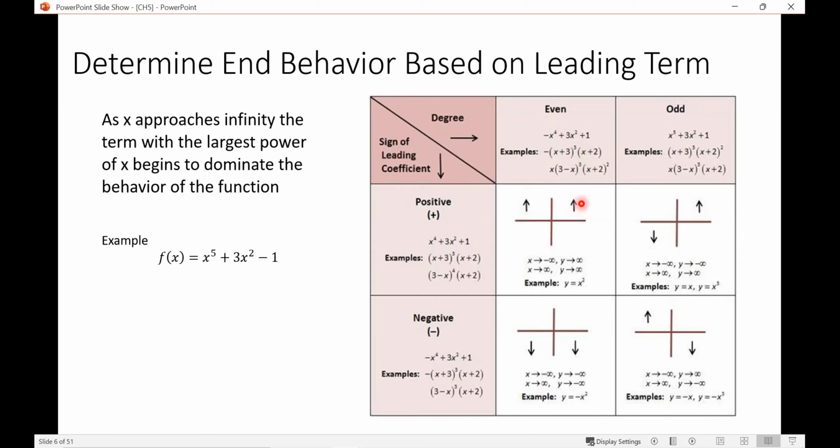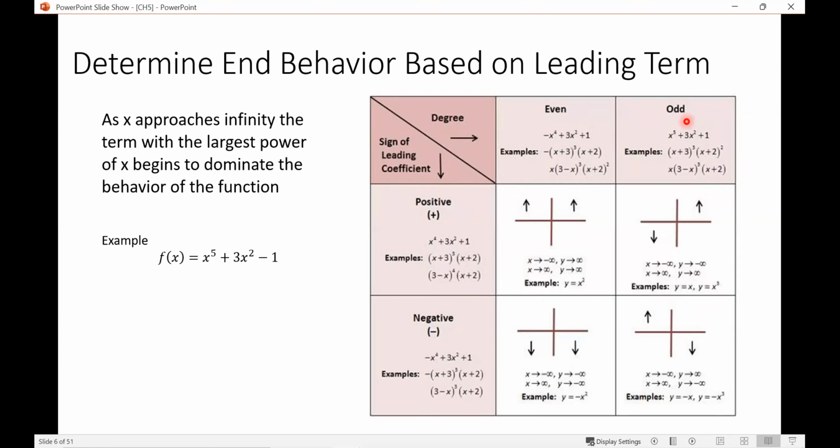Now, if we have an even polynomial, but it has a negative coefficient, that's going to flip everything. So an even polynomial and a negative coefficient is going to make us go to negative infinity in y as x goes to negative infinity, and negative infinity in y as x goes to positive infinity. All right. So if you have an even polynomial, your end behavior is the same, whether you're going towards positive or negative infinity in the x direction. And it depends on the sign of that leading coefficient, whether you go to positive infinity or negative infinity.